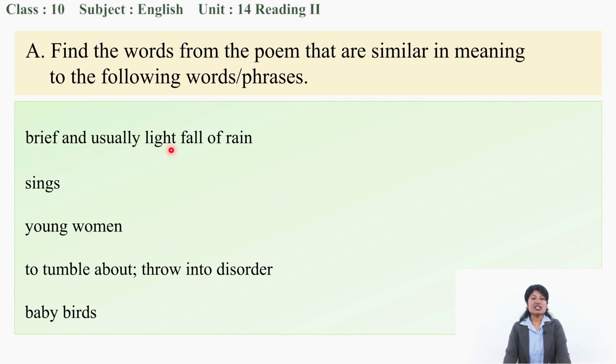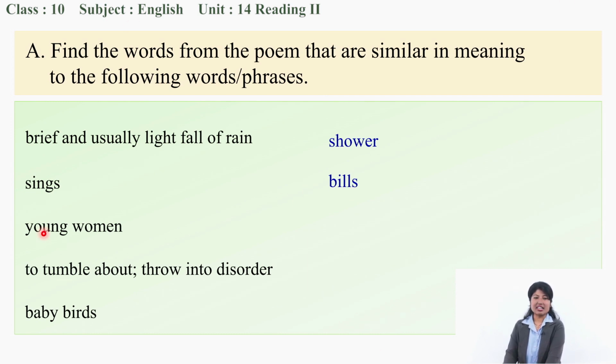Brief and usually light fall of rain. Light rain. What is that? Starting from S, letter S. So what is it? Absolutely. This is shower. Shower is light rain. Next meaning is sings. So what is the equivalent word for sings from the poem? I think you have noticed that. The birds, bills. Yes, bills means sings.